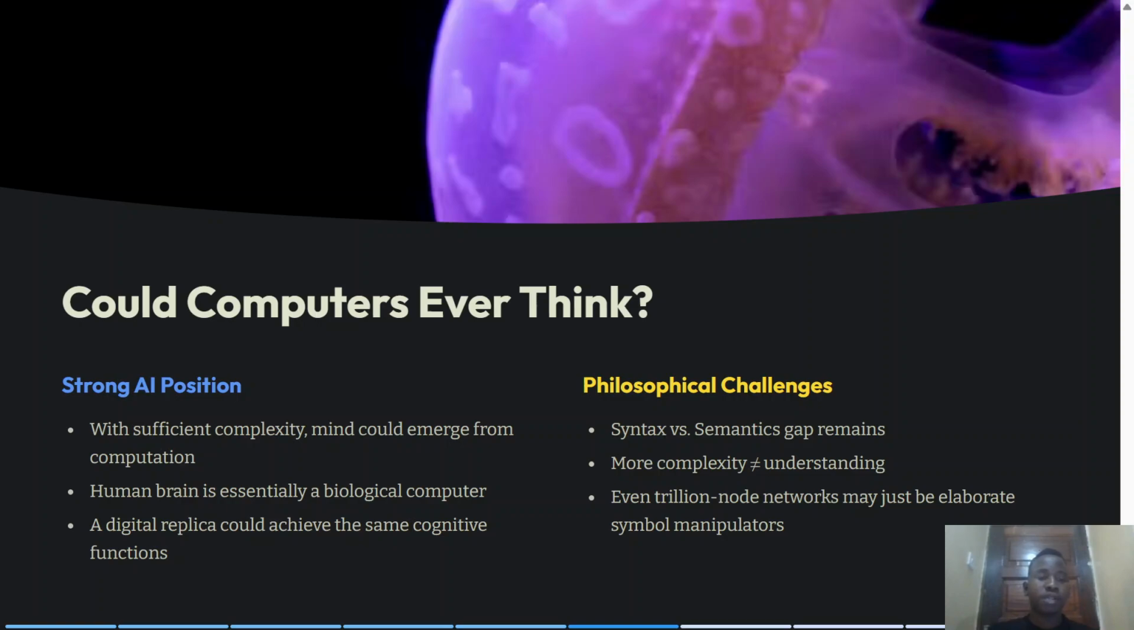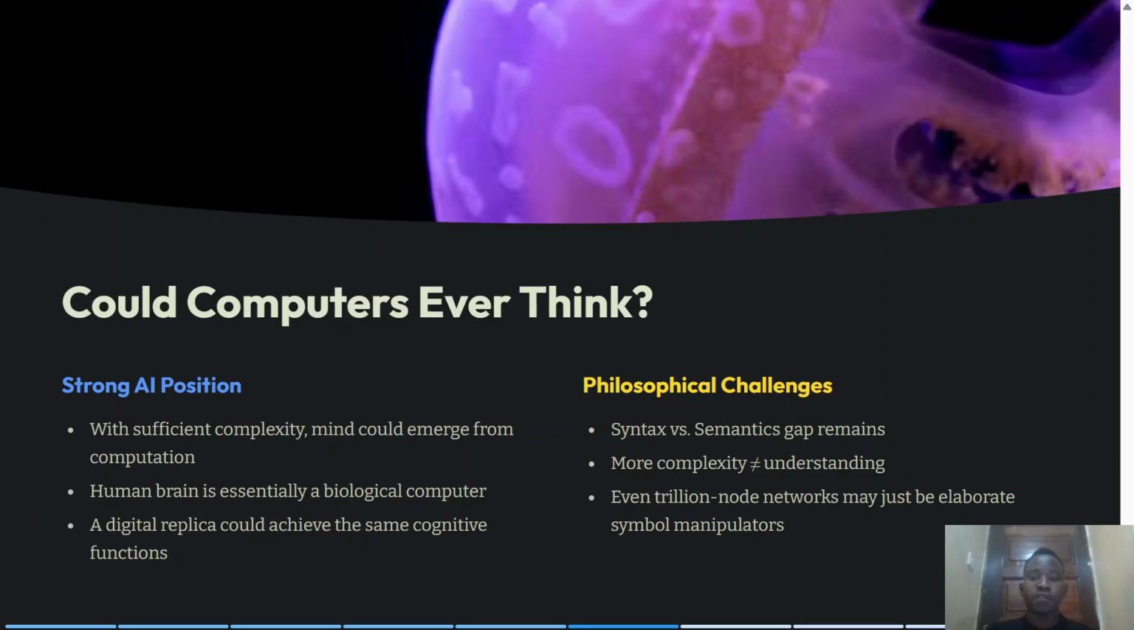Then, well, a digital replica could achieve the same cognitive functions. Let me say we have a replica of our brains. We know very well that these brains think, and if I replicated a system that thinks exactly how I do, that means I would have the same functionalities and enable me to get the same results from that system. The philosophical challenges involve syntax versus semantics.